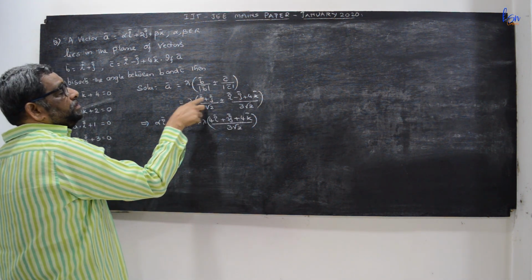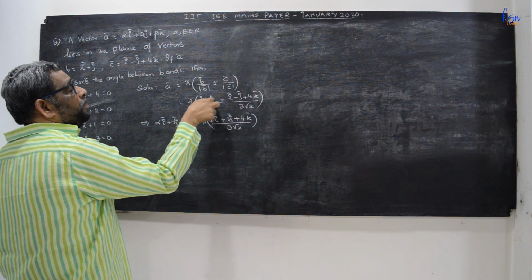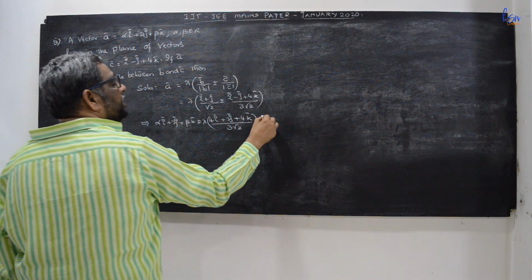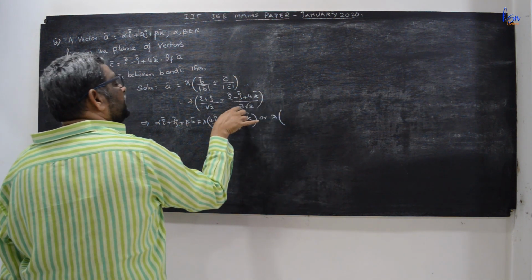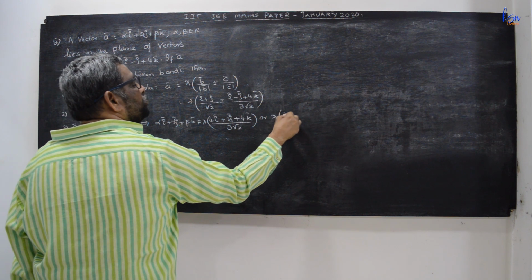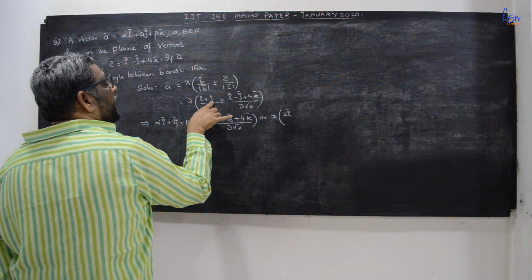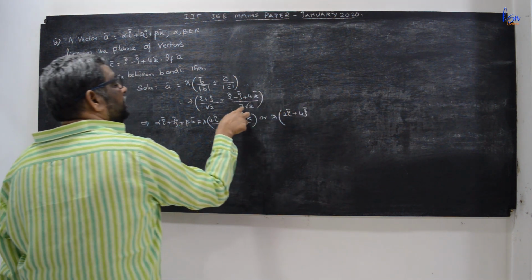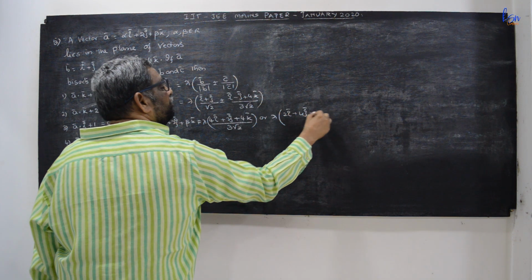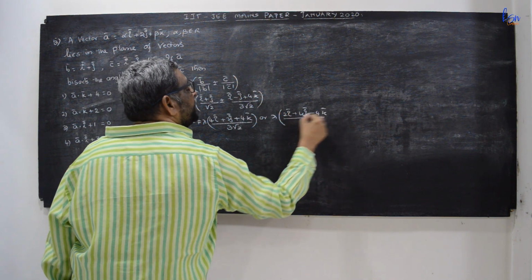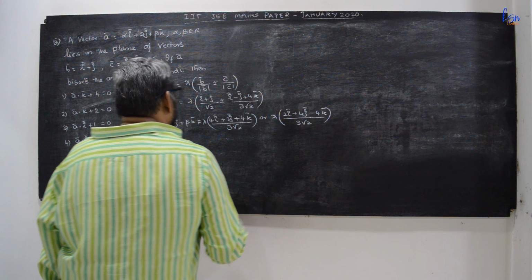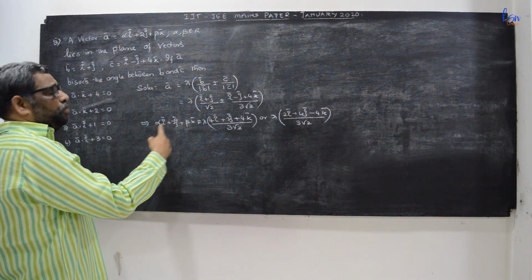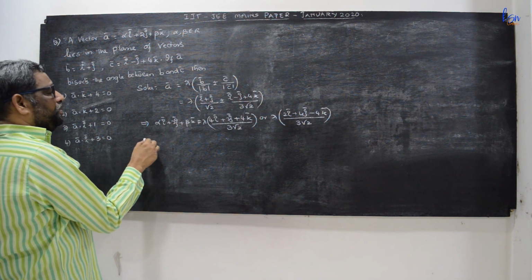So lambda into (3i bar + i bar, 3j bar − j bar, and 4k bar), or lambda into (3i bar − i bar, 2i bar, 3j bar + j bar, 4j bar). Next, this is minus 4k bar by 3 root 2. Now since i bar, j bar, k bar are non-coplanar, you can compare the coefficients.